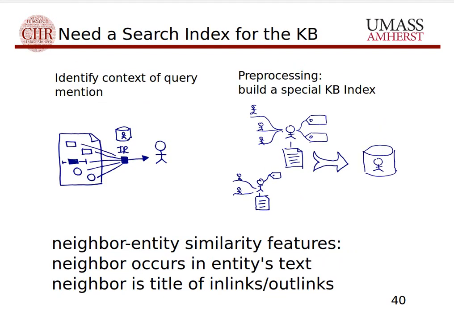So here the idea is that we have all the different mentions in the text, and we turn them into one IR query that we issue against a special search index, where the search index contains our abstract entity representations. This allows us to implement features like the neighbor occurs in the entity's text, and the neighbor is a title of the inlinks, the outlinks, or a list of mutual links, or the same context links, just with straight up information retrieval.